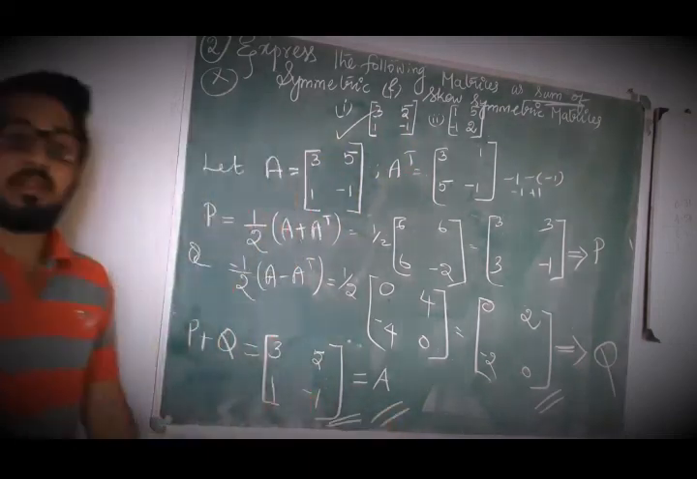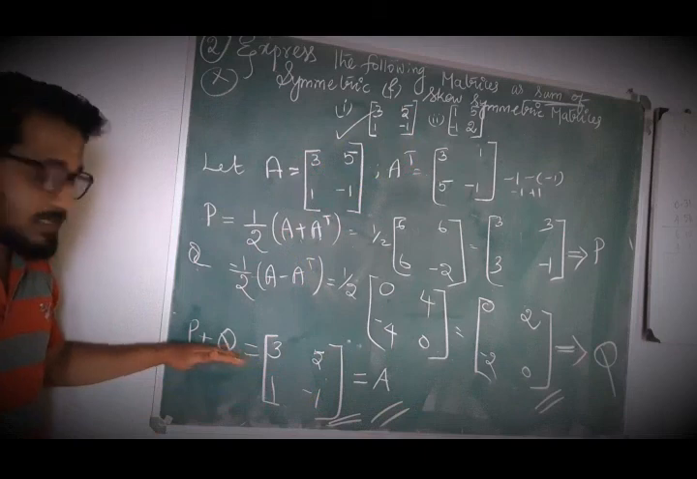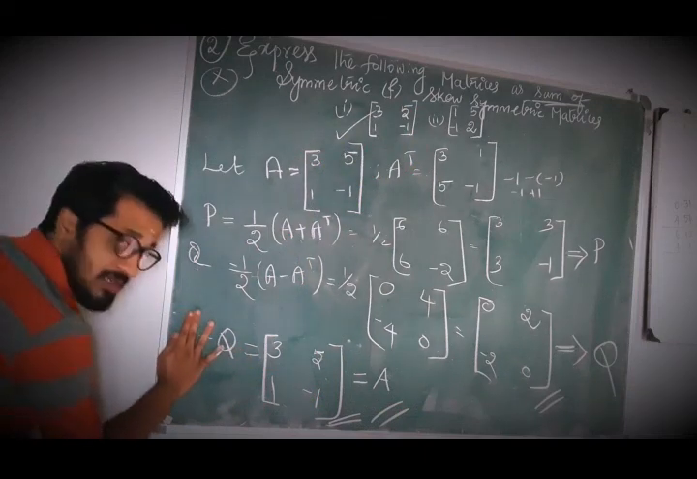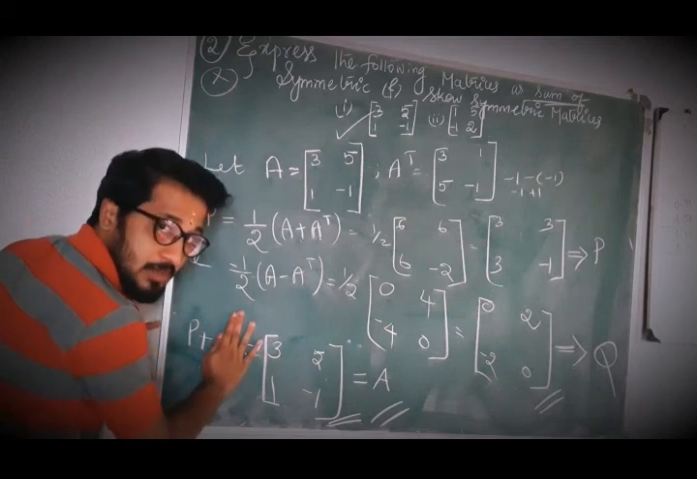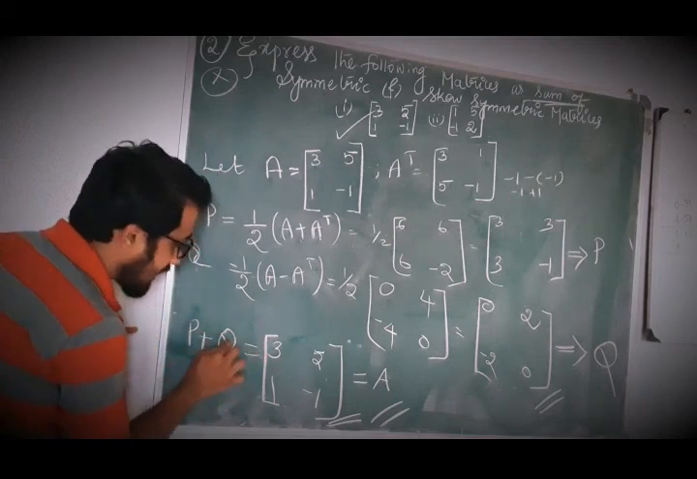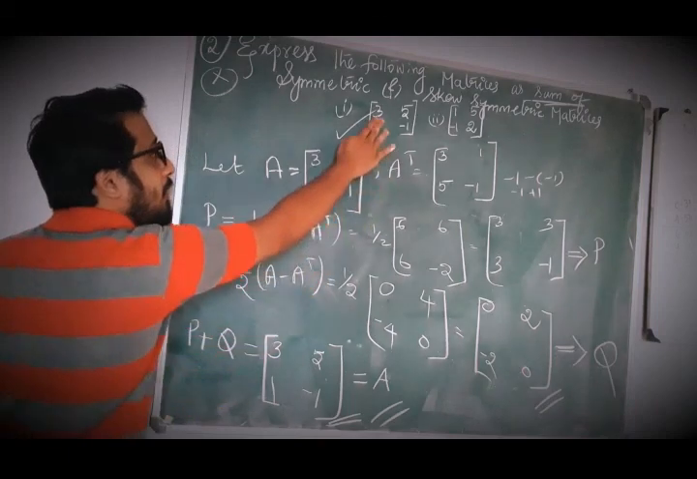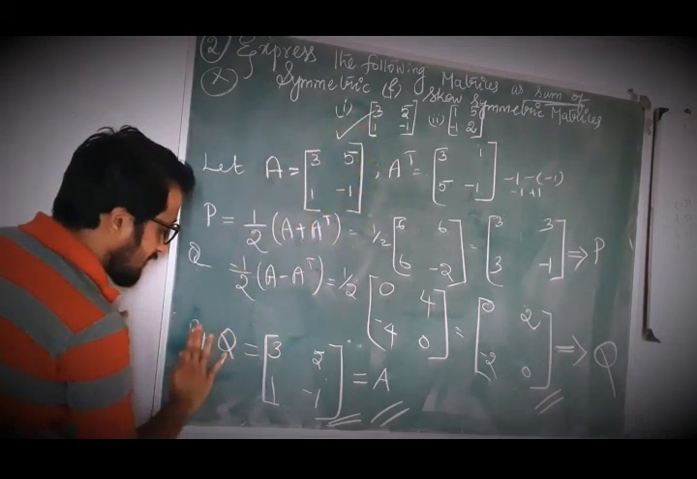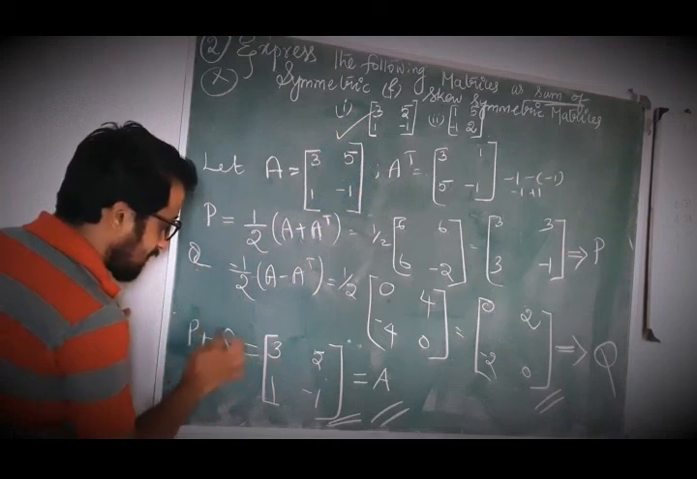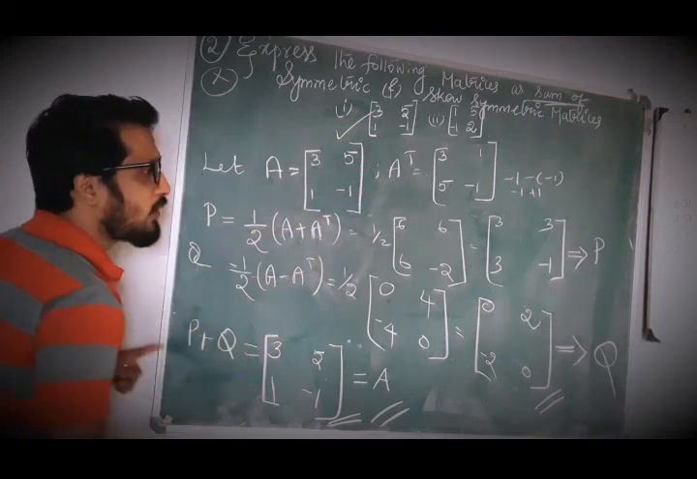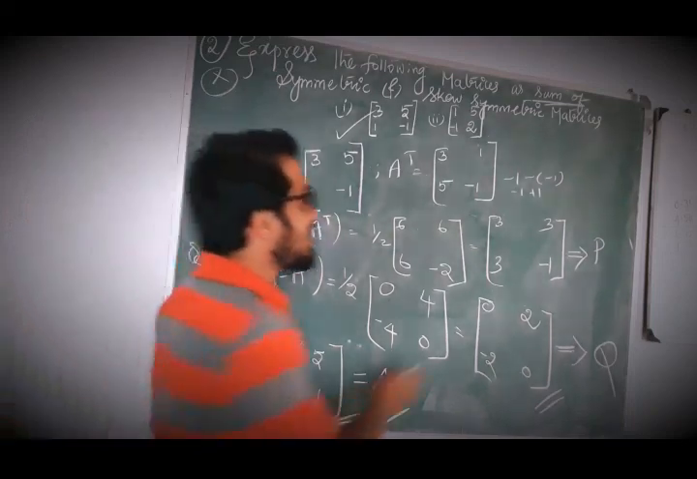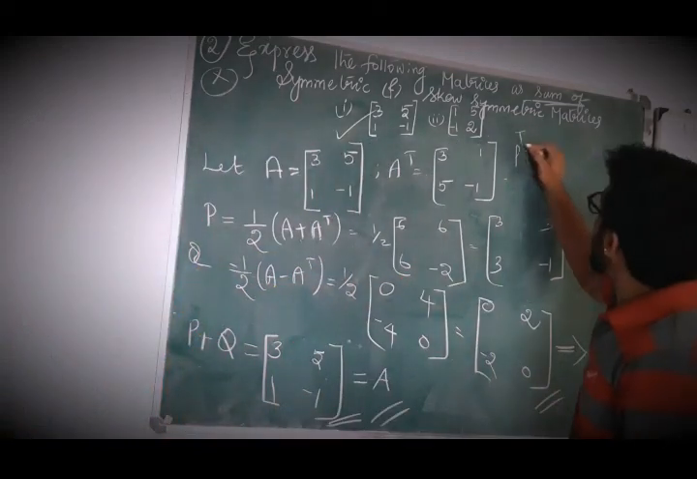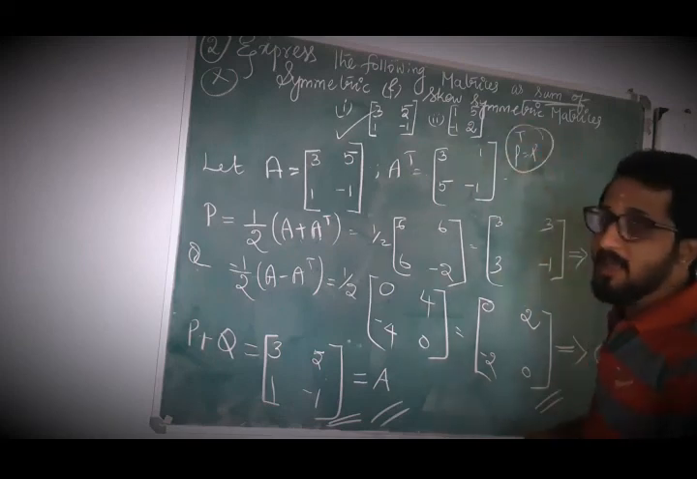This is the way you have to express a matrix as the sum of symmetric and skew symmetric. That means P is nothing but symmetric and Q is nothing but skew symmetric. For the given matrix, express it as the sum of symmetric and skew symmetric. P is a symmetric matrix, Q is a skew symmetric matrix. How can you tell that P is symmetric? P transpose is equal to P or not? What is the definition of a symmetric matrix? P transpose is equal to P.